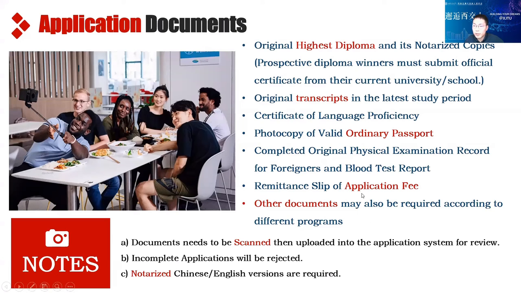The next one is the application fee. I have just seen some students asking whether there is free admission or free application for XJTU, but I'm sorry to tell you that there is a mandatory application fee, which is 500 RMB for the self-sponsored program and 800 RMB for the scholarship program. Which means if you want to apply for the scholarship program I just mentioned, you have to pay this application fee in the first place. And there are other documents that may also be required according to the different programs.